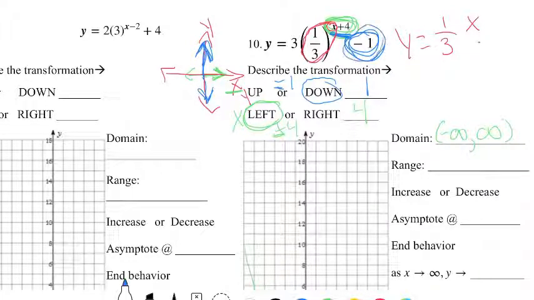Whatever my vertical shift was here, and whatever my vertical shift was here, is going to be where my range starts. So -1 is where my range starts, and it's also going to go up forever and ever. So my biggest y value was positive infinity. My lowest y value is -1.